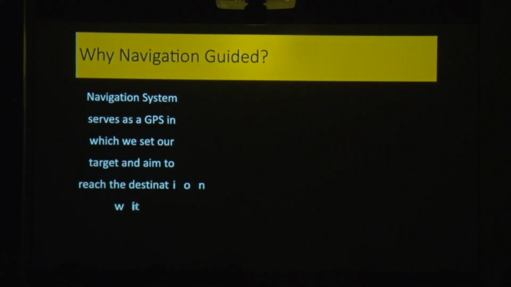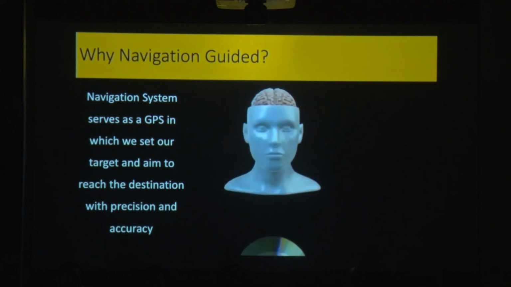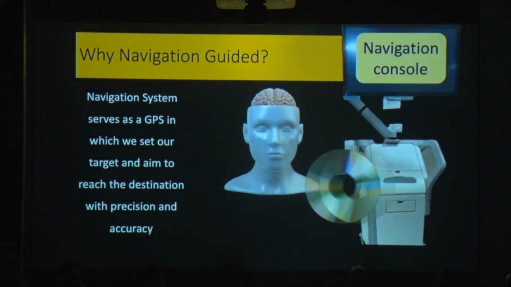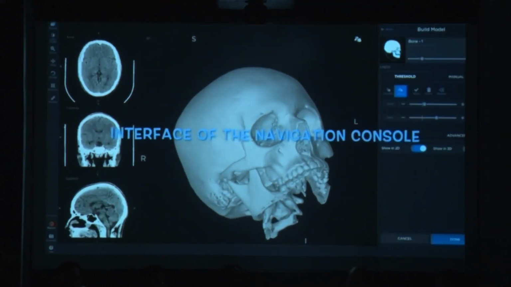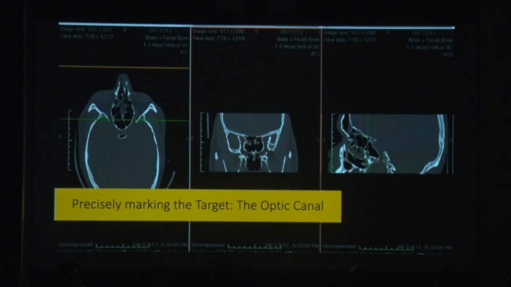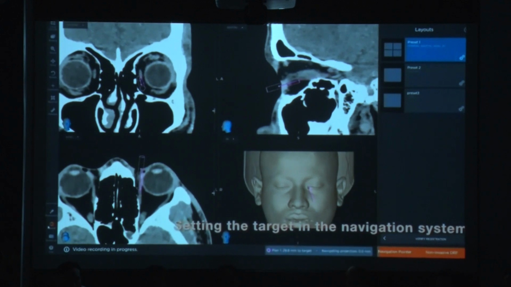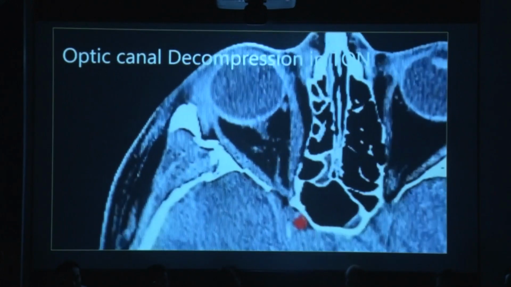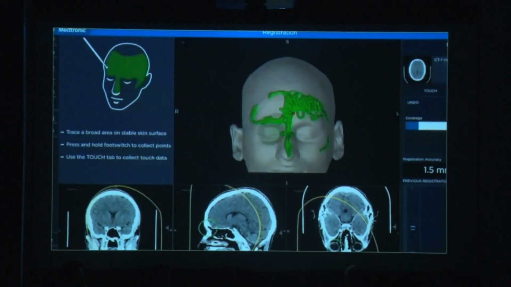Navigation guidance integrates an intraoperative GPS system which enables the surgeon to identify bony and soft tissue landmarks in order to set the target and reach the destination. Preoperative requisite is a high-resolution imaging in the DICOM format which is loaded onto the console. The user interface allows simultaneous viewing of axial, coronal, sagittal as well as 3D reconstruction of the CT.